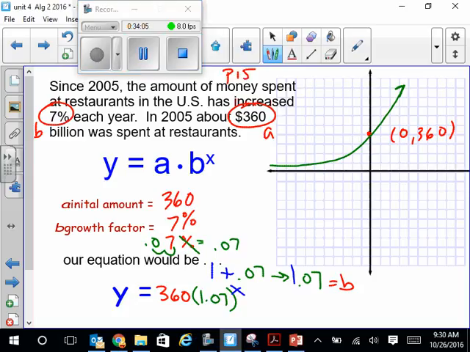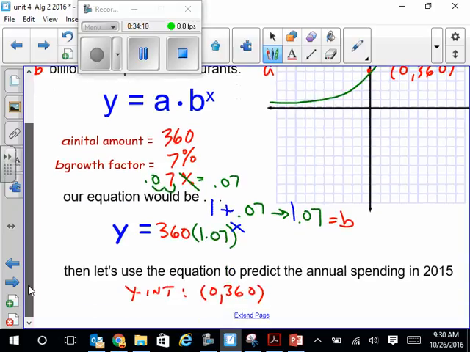I'm going to come and take a look at your pictures on the computer just to make sure you're able to raise things to the power. Going to 0.